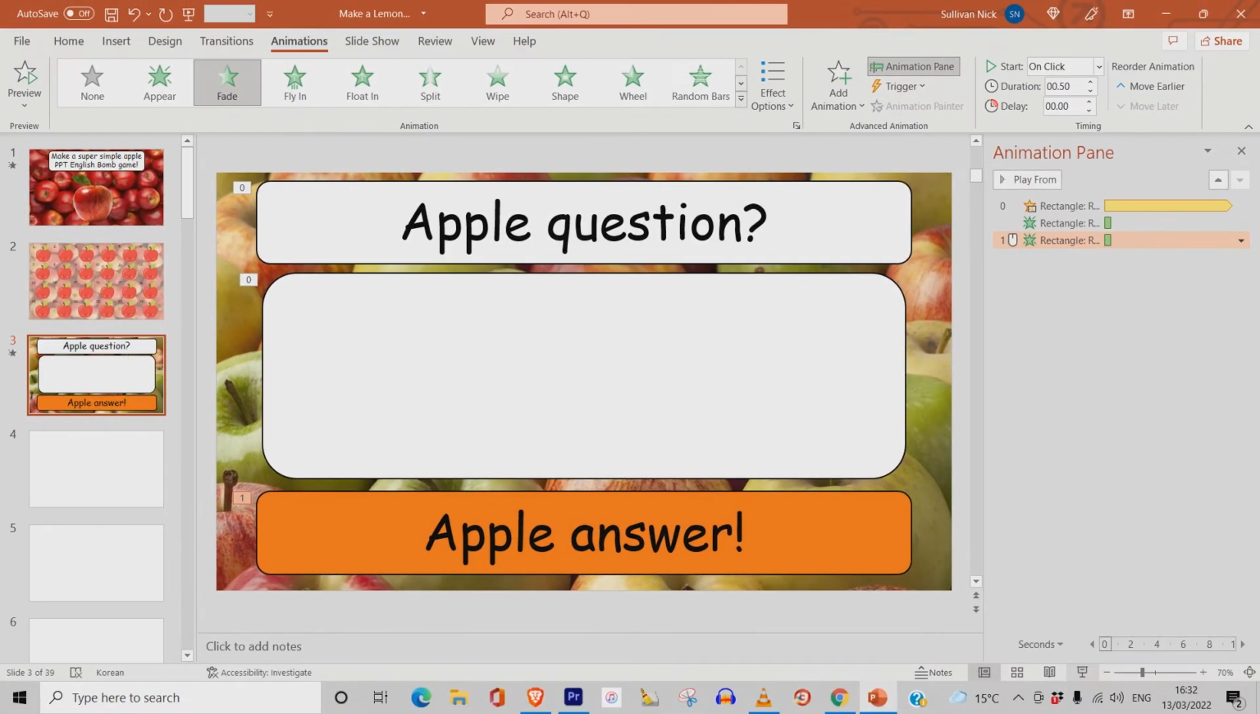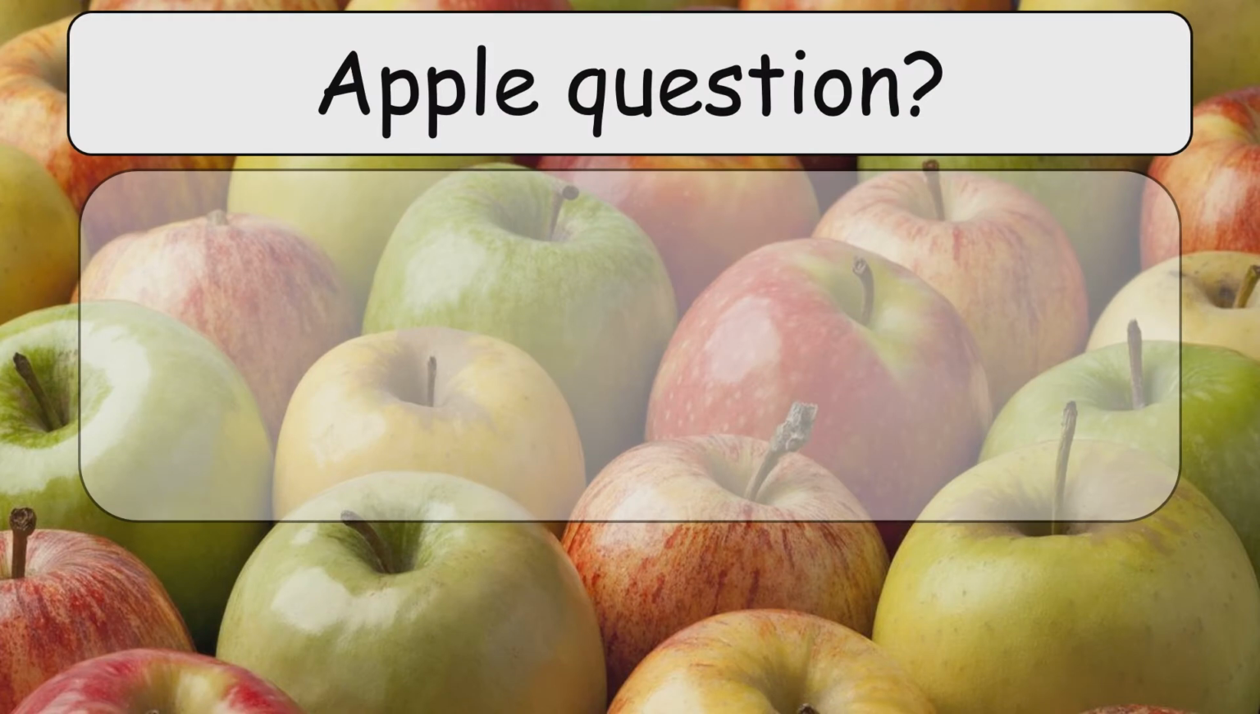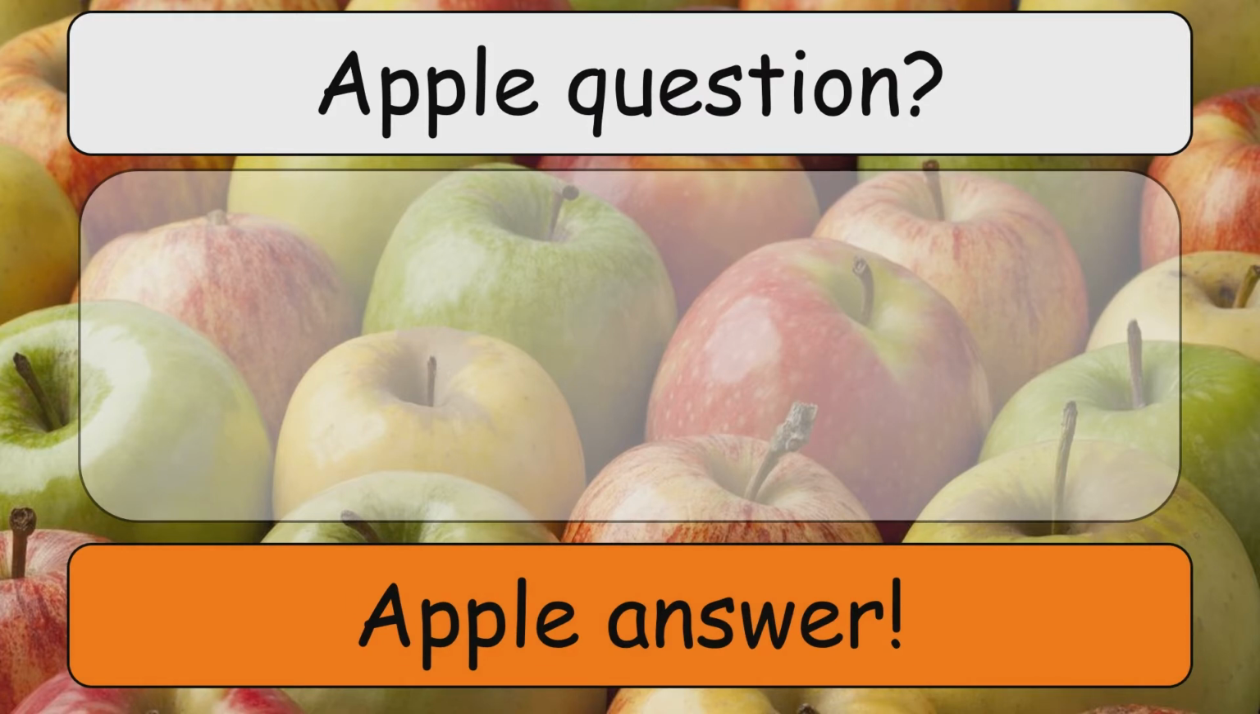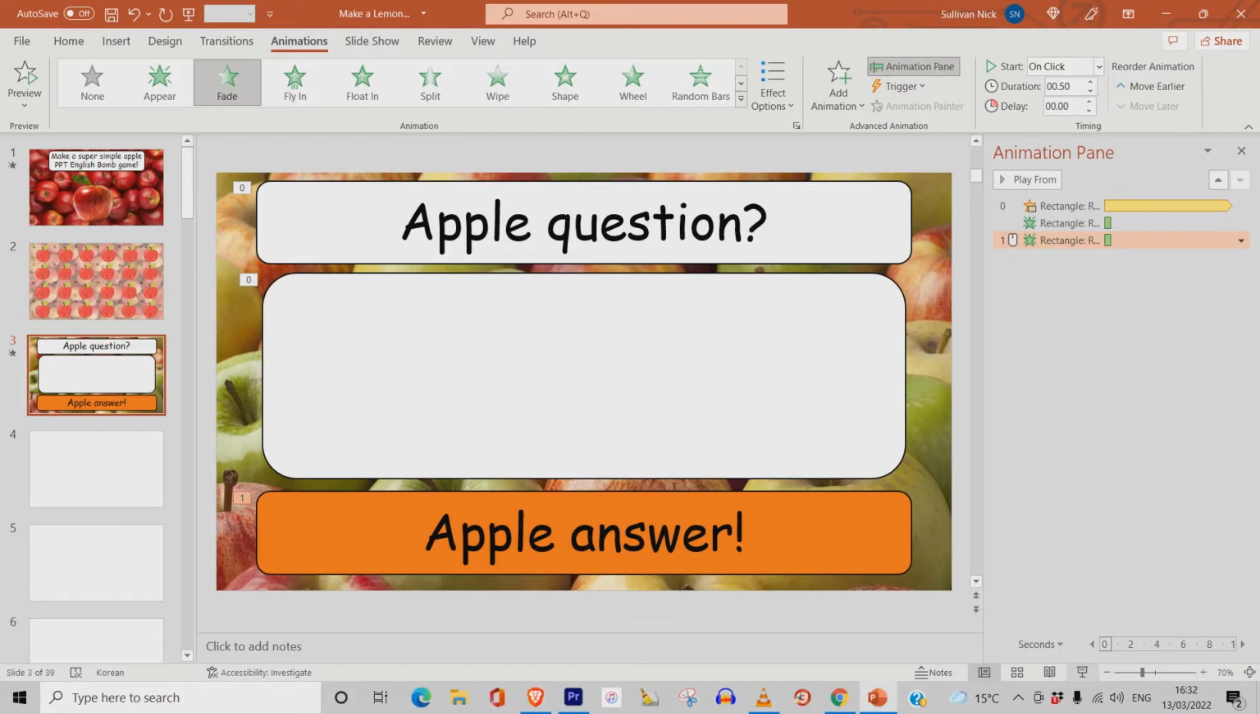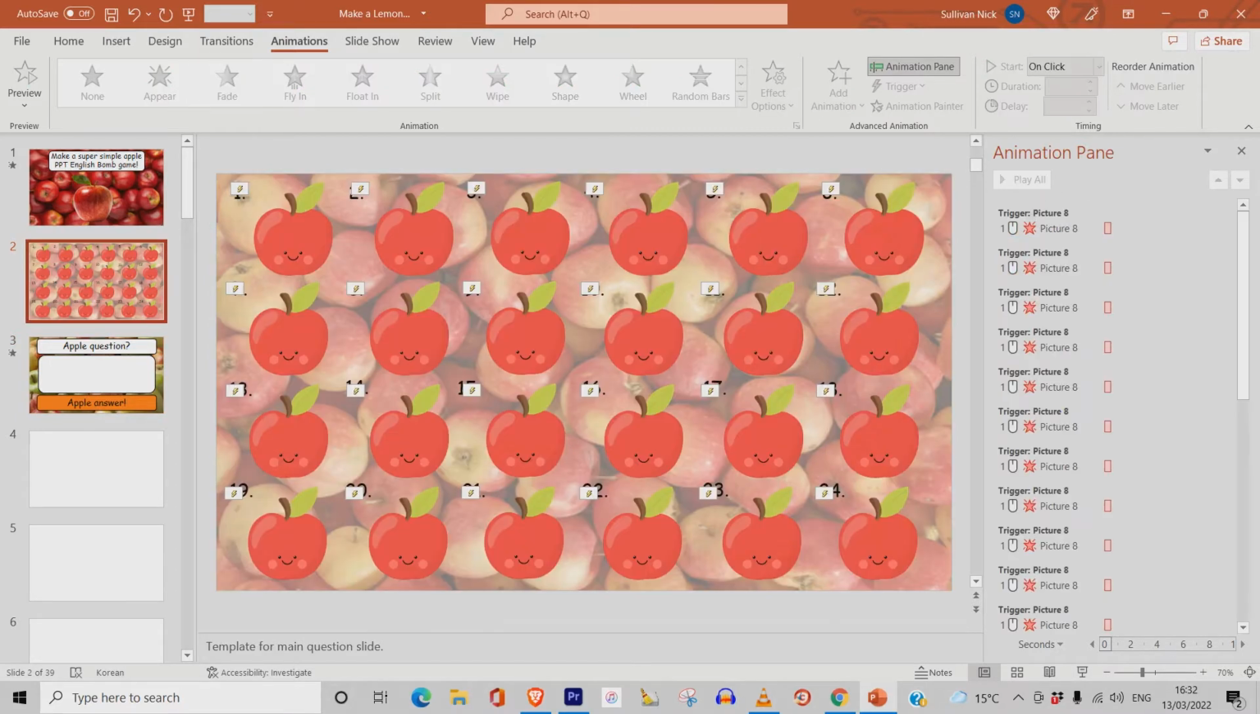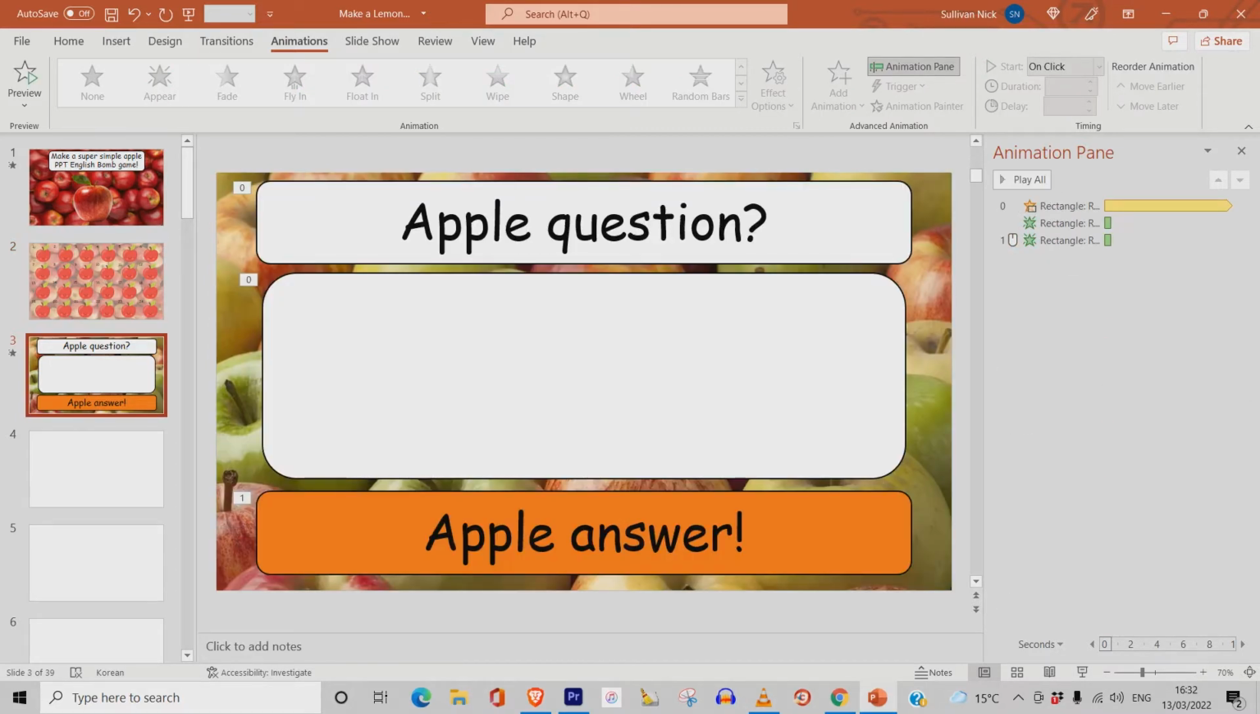So let's open up this slide. We've got the apple question with the breeze. Push the space bar and we get the chime. Cool. So now we have a main question slide and a question and answer slide. And the next thing that we're going to do is we're going to start making the actual points for the game. This is going to be the really fun part.